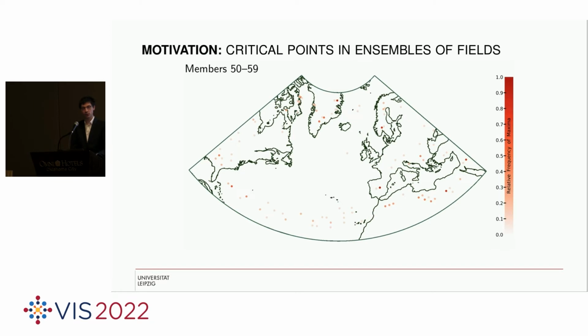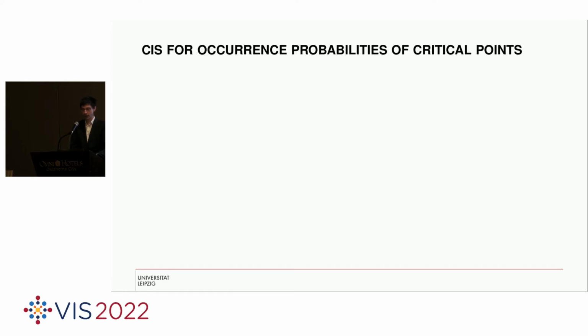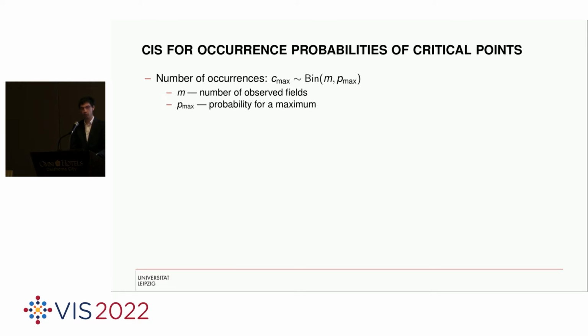Computing the same picture from different members of the ensemble will produce varying results. The goal of our work was to capture those uncertainties. Sticking with the example of maxima, we note that each grid point is either a maximum or not. The number of occurrences of a maximum at some grid point can thus be described as a random variable following a binomial distribution with parameters being the number of fields in which we examined if the point is a maximum and the generally unknown probability for a maximum at that point.